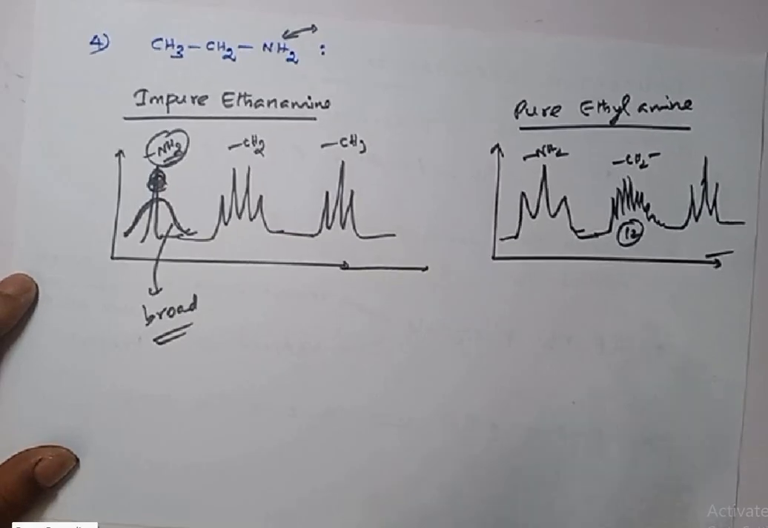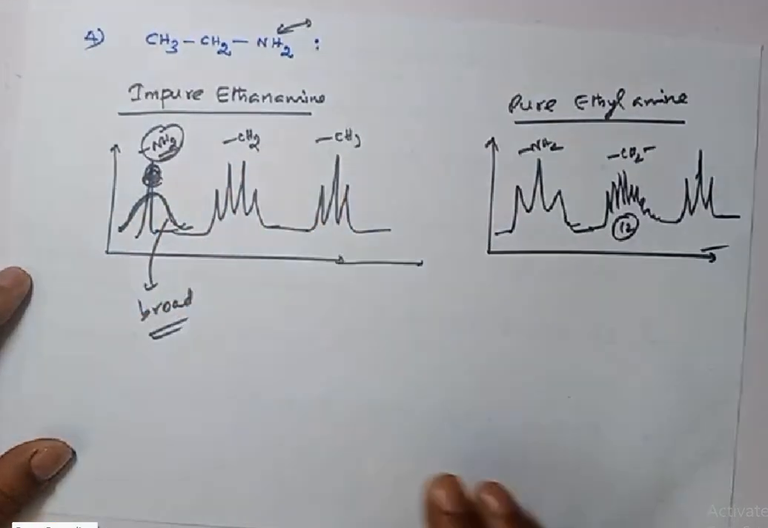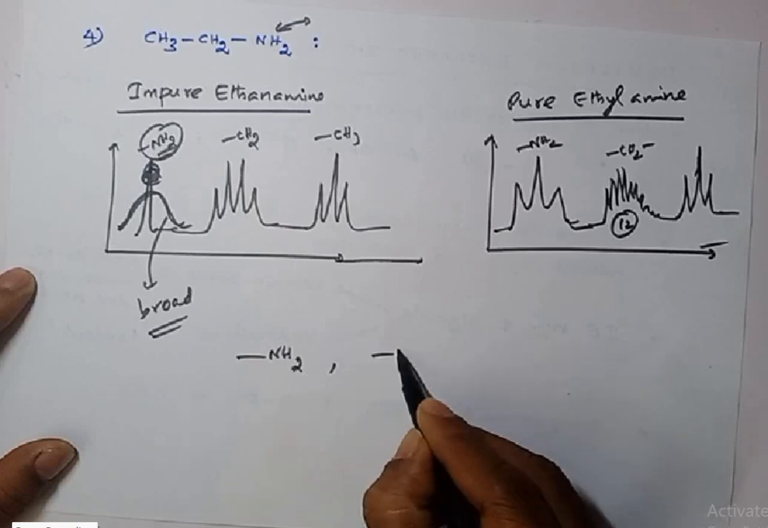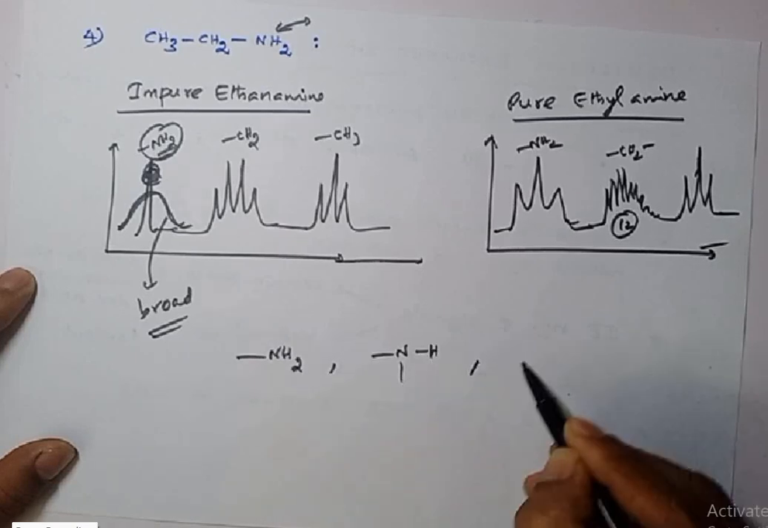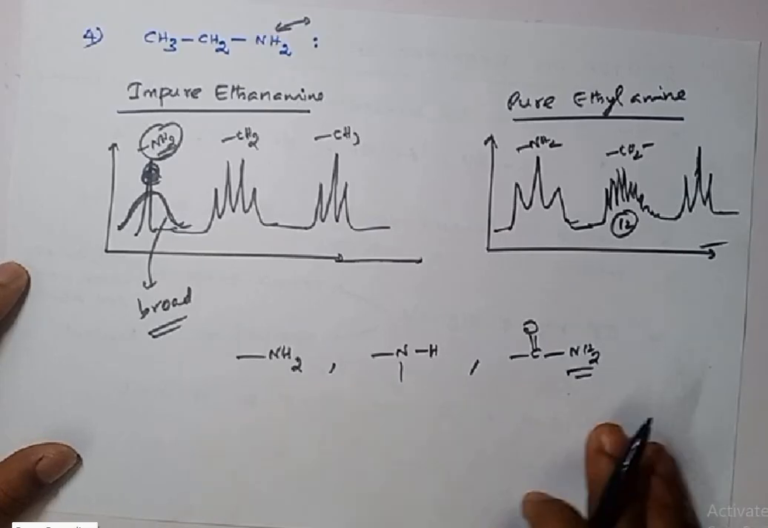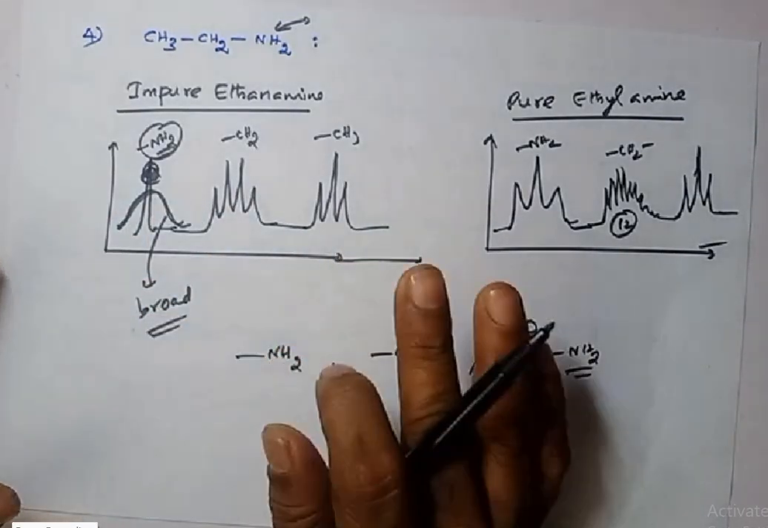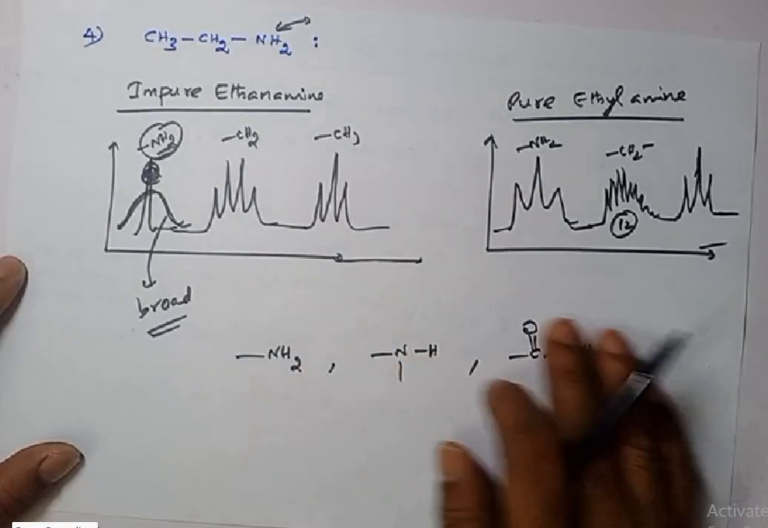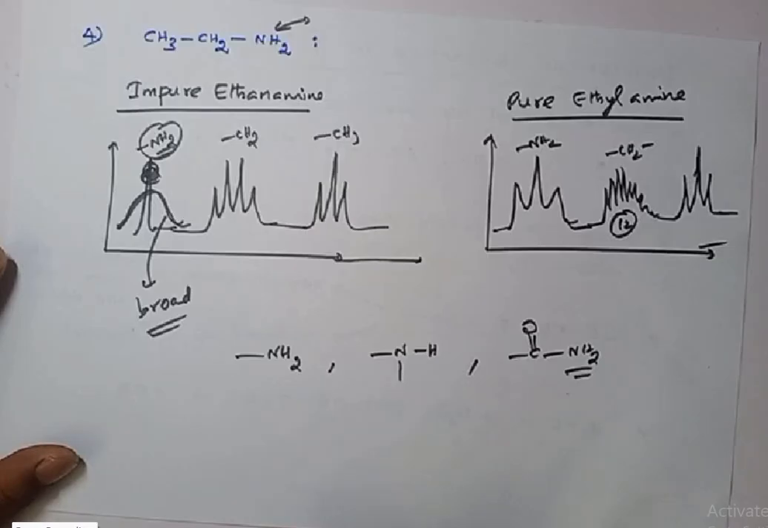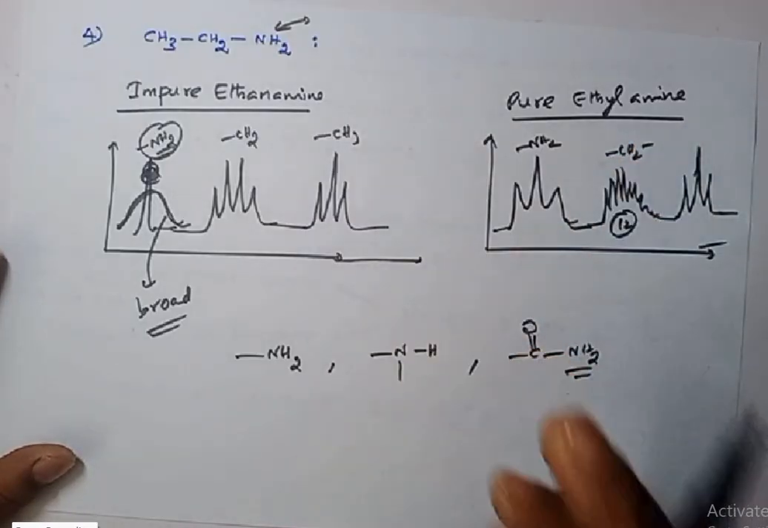So this is how amines behave. Primary amines, secondary amines, amides will exist as a broad peak. Keep this in mind, a very, very important point. In all these compounds, fast exchange is there in the impure compound, and in the pure compound the exchange rate is slow.